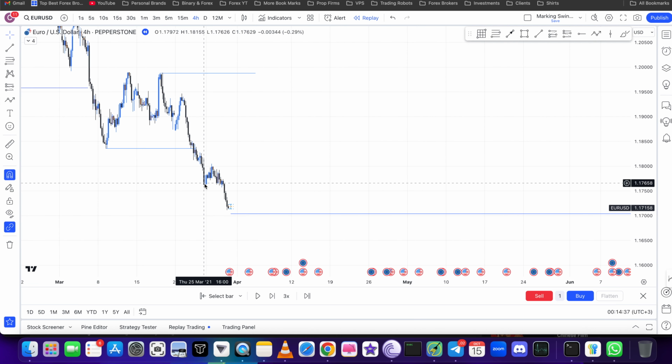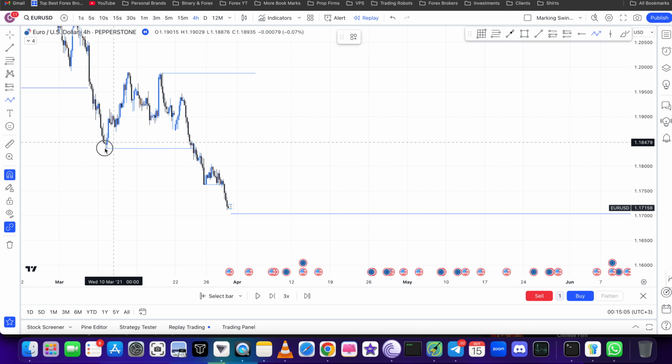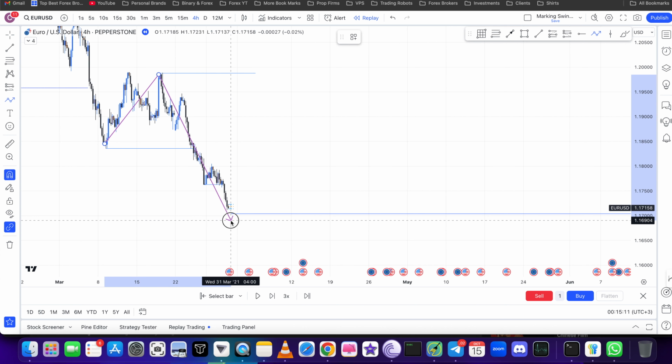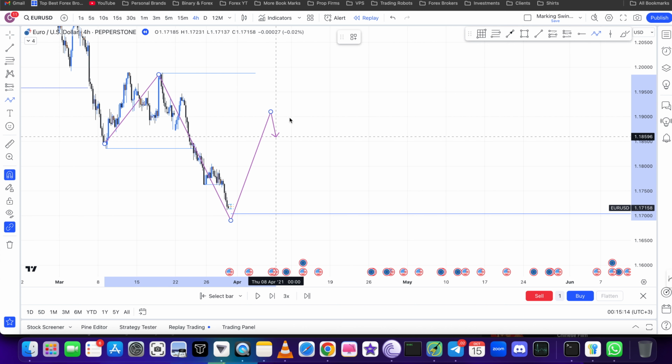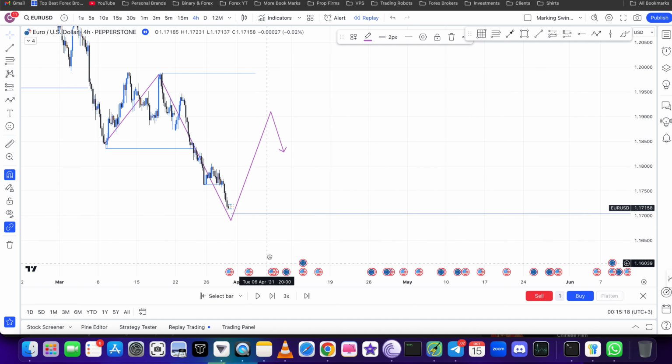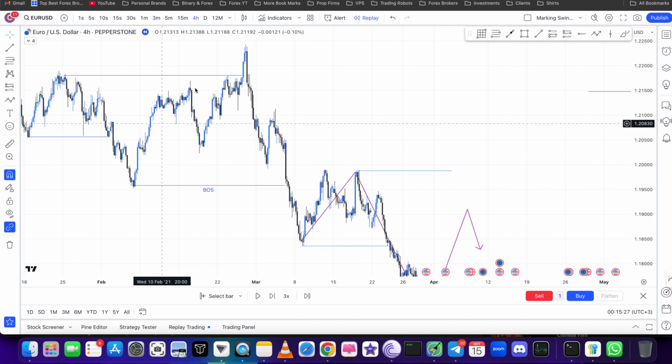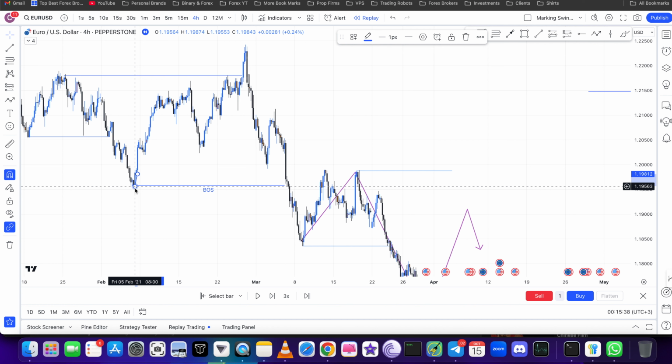Now we don't consider this as a break of structure because it is not enough pullback to count as a pullback. So this is just one move to the downside, and then something like that, right? So that one was a down move. Anything that is bigger like this, we consider as a pullback. But anything smaller like this, we don't consider as a pullback because it will not trade past our protected highs and protected lows, right?